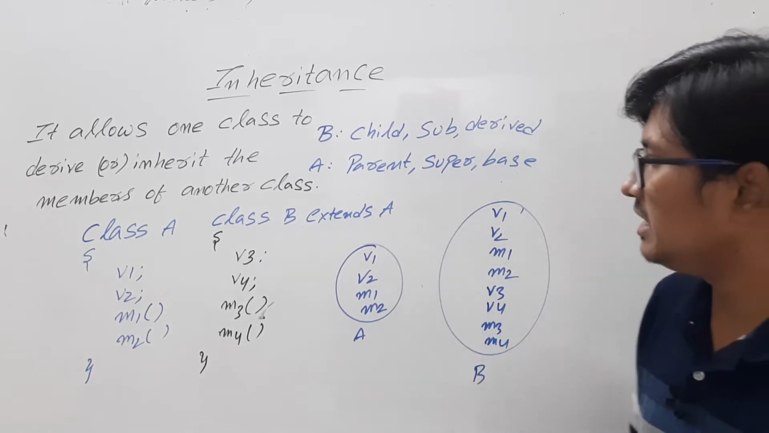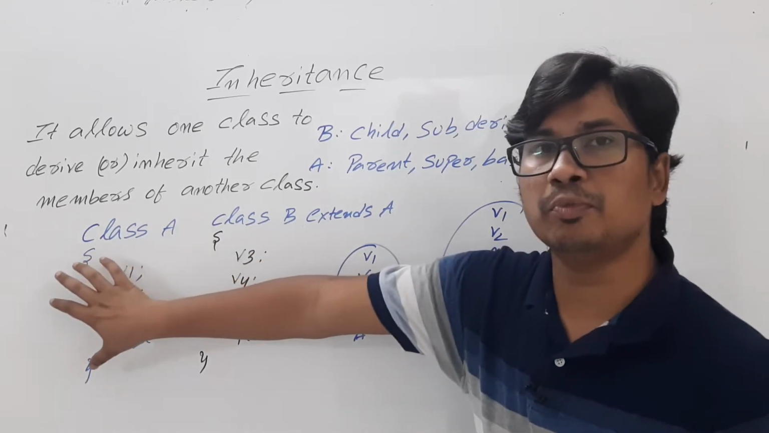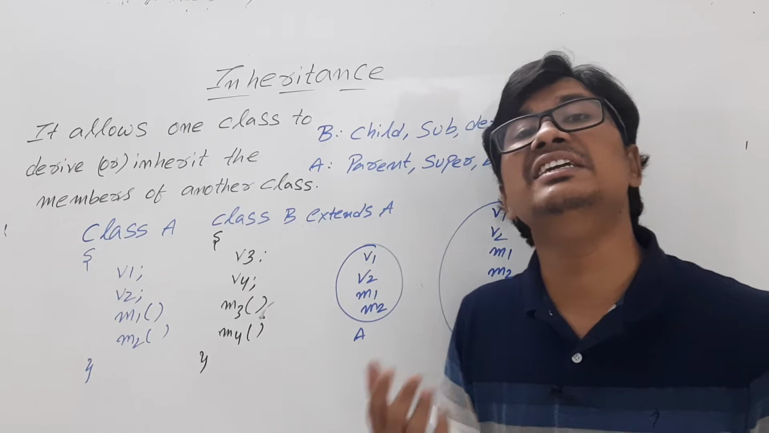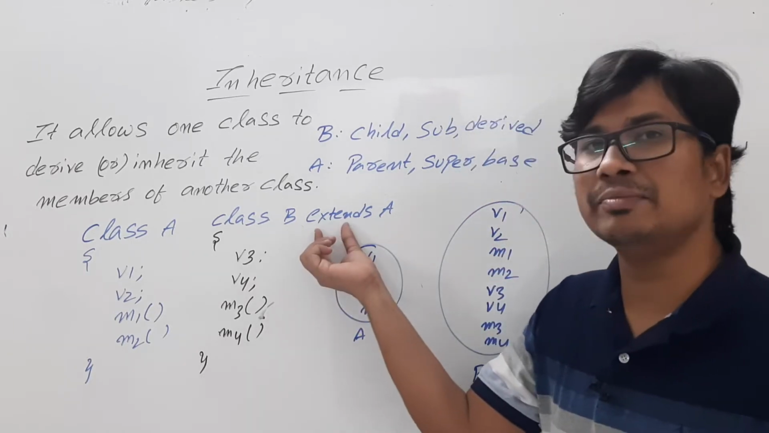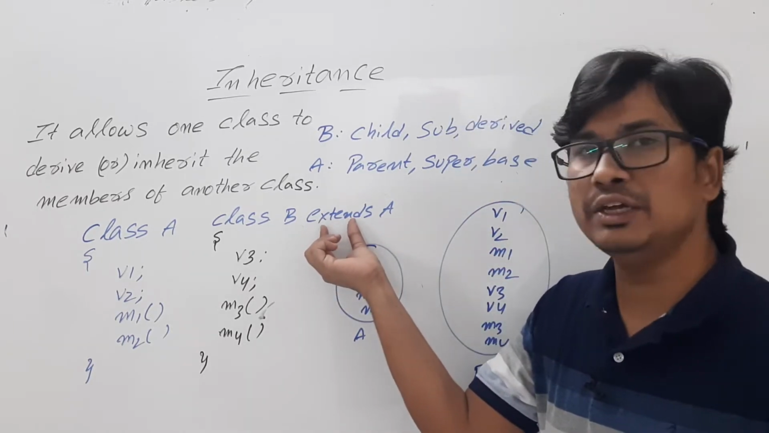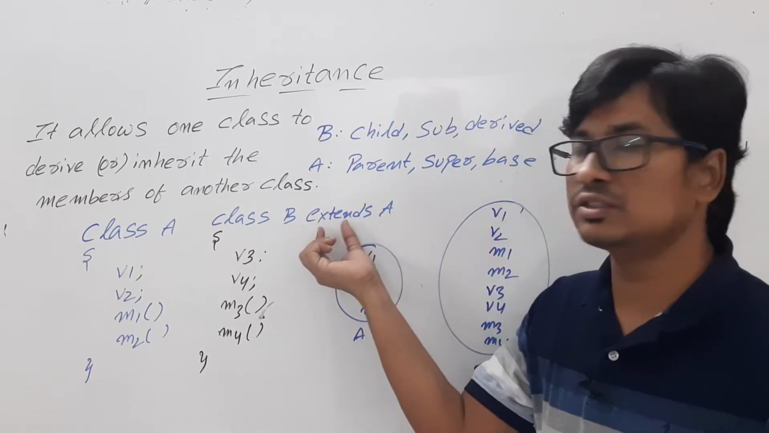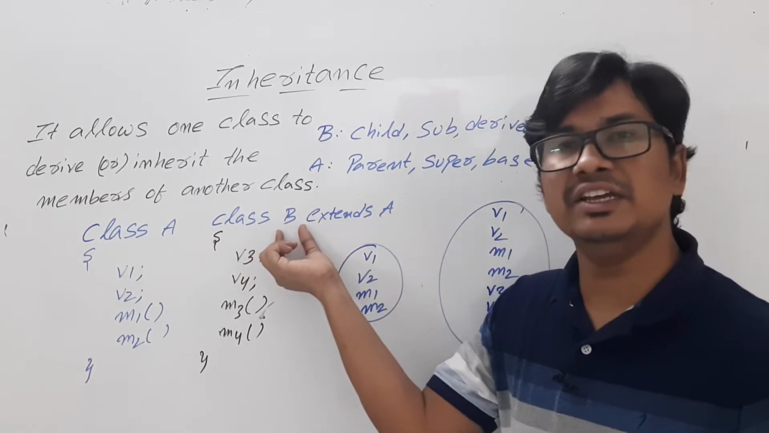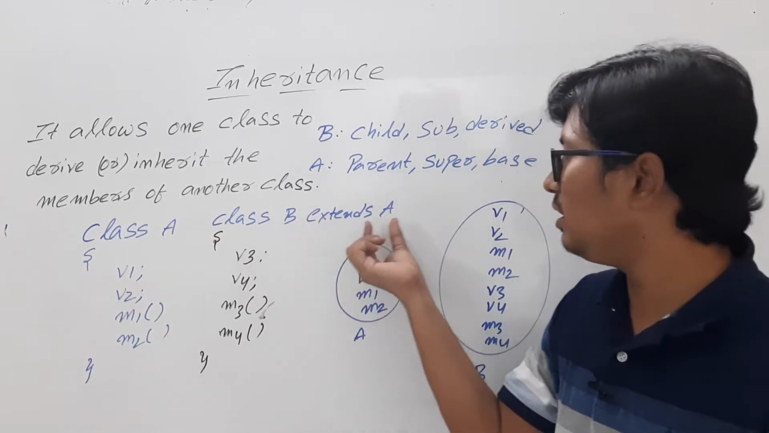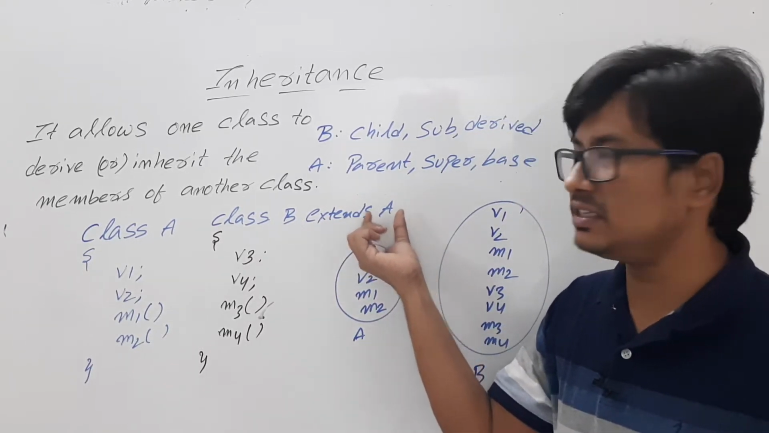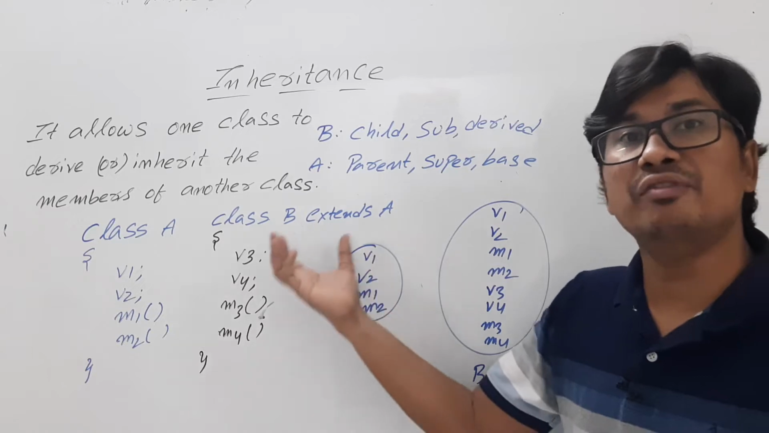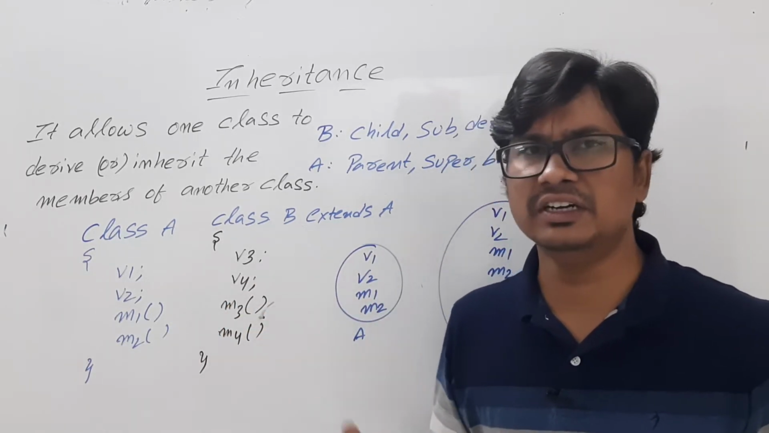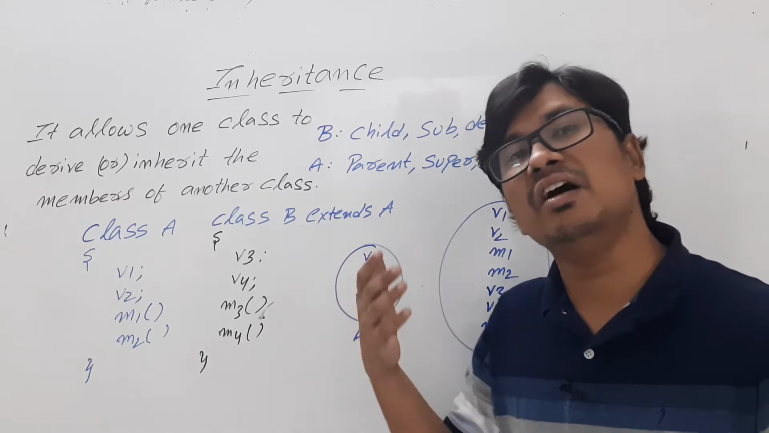So the child class is inheriting the properties of the parent class. This concept we call inheritance, and inheritance can be achieved with the keyword called extends. So you should have the class, derived class name, extends keyword, parent class name. This is the generalized syntax of single level inheritance. We have different types of inheritance. Those things we will discuss in the next video.